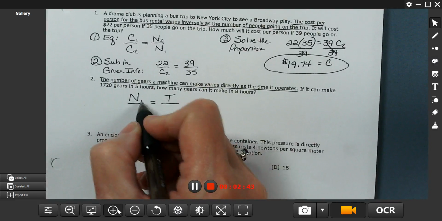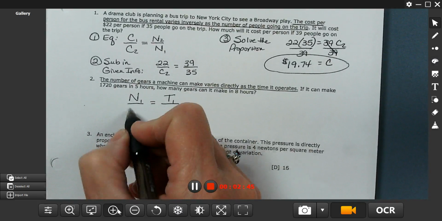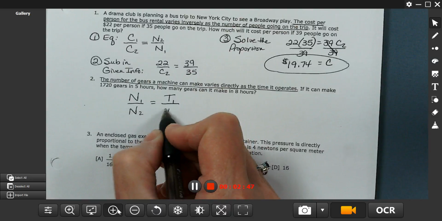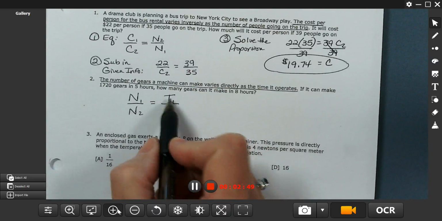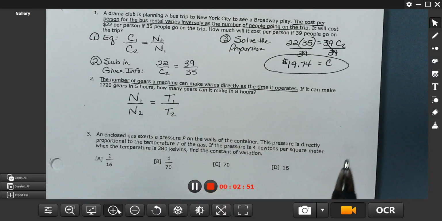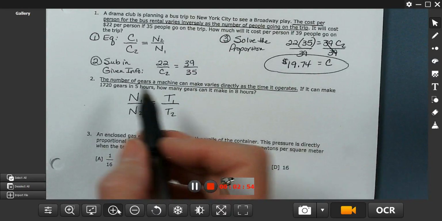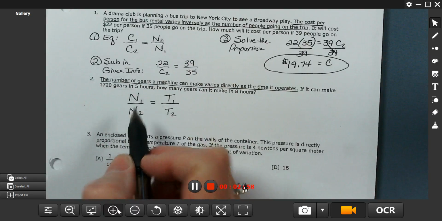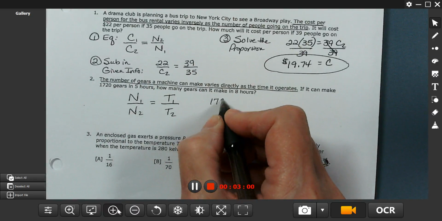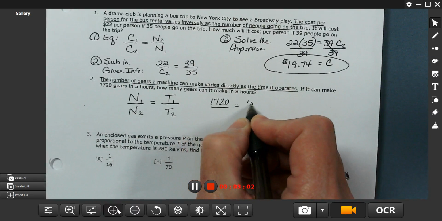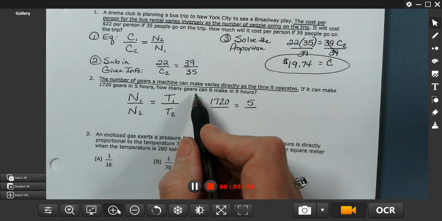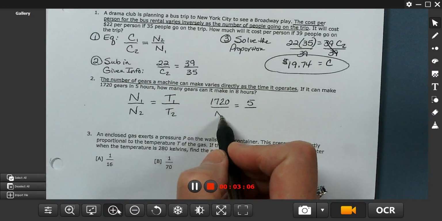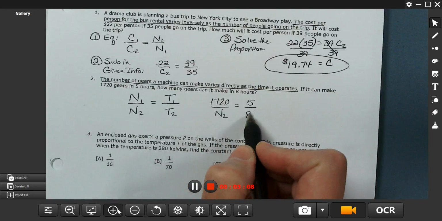Okay, so subscript those with ones, and then put your second ones down here. Those are direct, these are direct. Then it says 1,720 gears in 5 hours. So 1720 in the top and 5 in the bottom. How many can it make? That's the number of gears. That's this. In 8 hours.